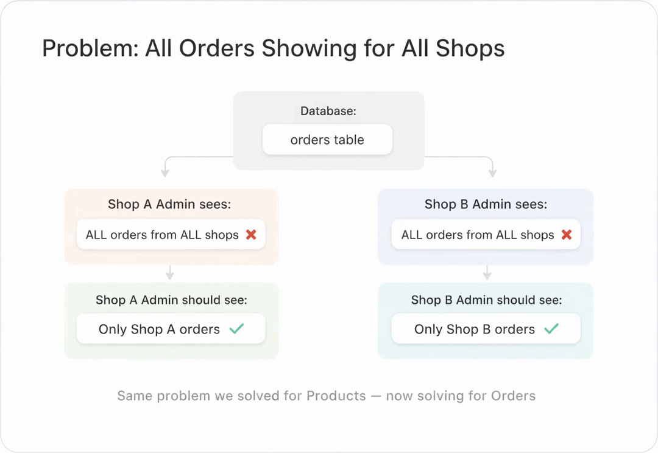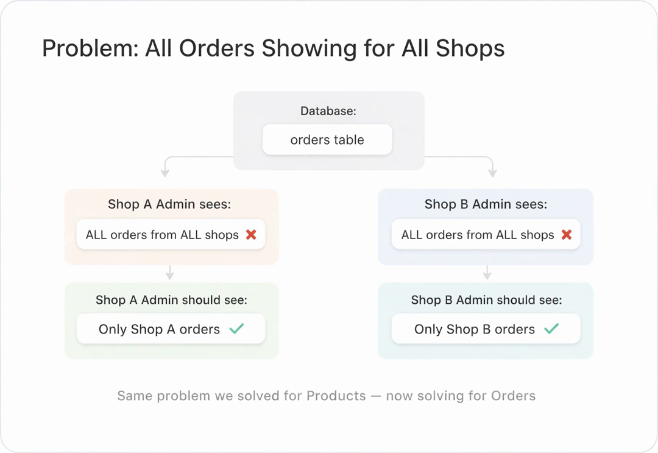Here's a critical problem we need to solve. Because there's only one database shared across all shops, when we first generate the orders resource, the admin panel will show every single order from every shop, not just the orders for the shop that's currently logged in. This is the exact same problem we ran into with products earlier. A shop owner should only be able to see their own shop's orders, not orders from other shops.